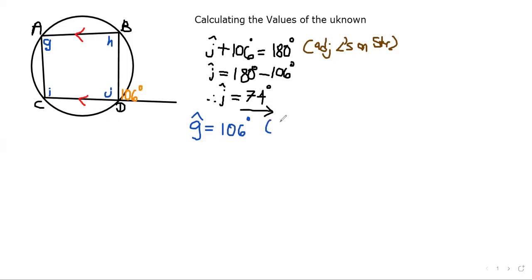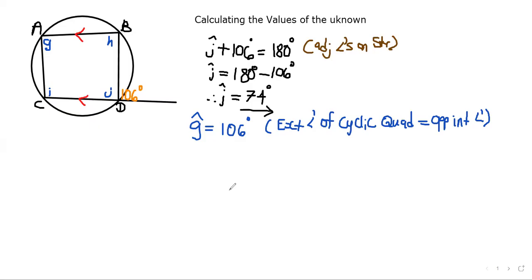This one will be exterior angle of a cyclic quad is equal to the opposite interior angle. It's very key that each and every statement, after writing it, is accompanied by the reason. And then it simply means our angle G is 106 degrees. After that, you now continue.